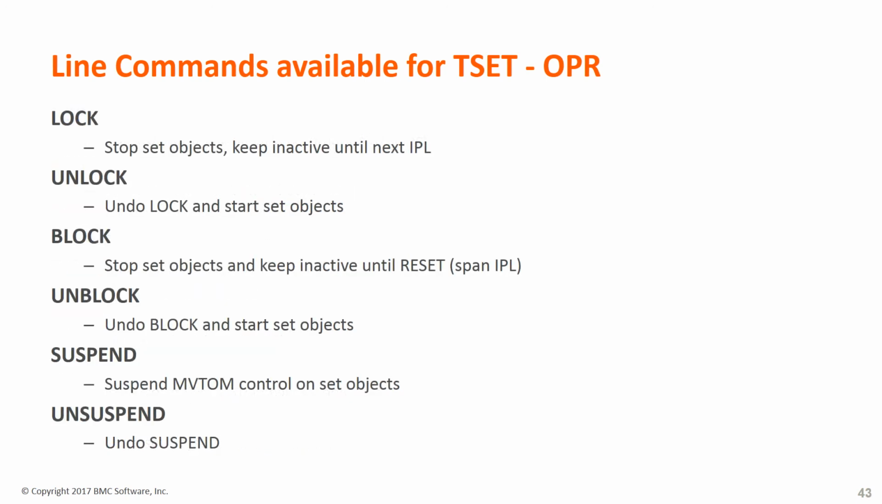Additional commands. You can lock objects, which says keep them inactive until I IPL. An unlock is the reverse of a lock. A block command will stop all of the objects and keep them inactive until they are explicitly reset or unblocked. There's a suspend command that says, TOM, I don't want you to manage this object anymore. And then unsuspend does the reverse of a suspend.